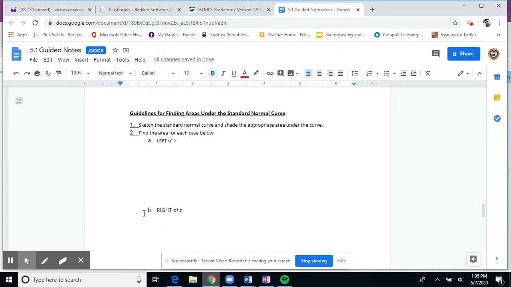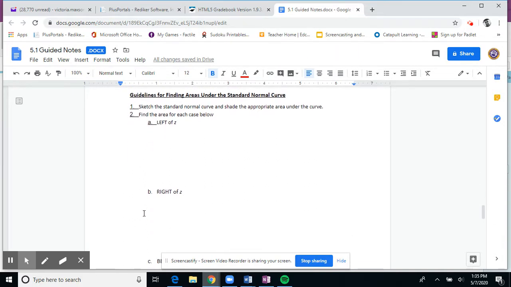We are just going to be using the charts. We're not going to use the calculator. Sketch the standard normal curve, shade the appropriate area under the curve, and find the area for each. For the first example, we're finding the area to the left of z, and we are going to use z equals 1.23. The left of z is the same thing as the cumulative area.